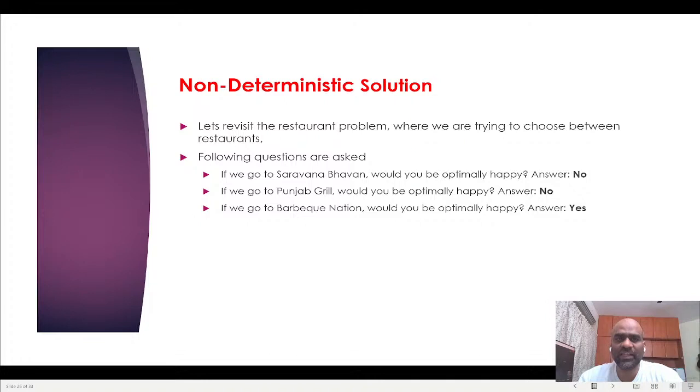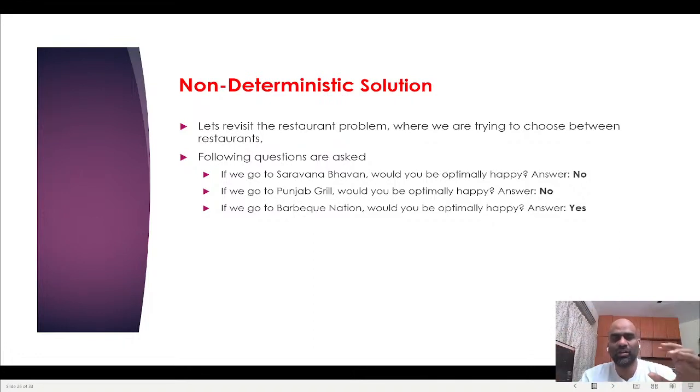So let's take the non-deterministic solution. Let's revisit the restaurant problem we are trying to solve. There are multiple choices, and I just go asking: do we want to go to Saravana Bhavan? Are we going to go to Punjab Grill or Barbecue Nation? Everybody says no, and then somebody says yes, and almost everybody says yes. So this is a non-deterministic solution. What we have done is taken an optimization problem into a decision problem. Whenever we can convert an optimization problem into a decision problem, it's basically called a non-deterministic solution, because we took an exponential problem and just jumped into the solution.